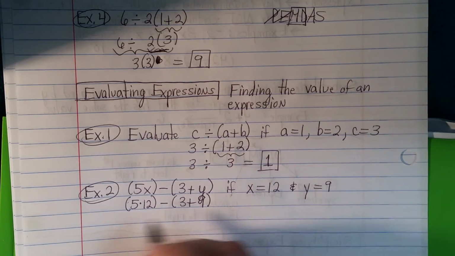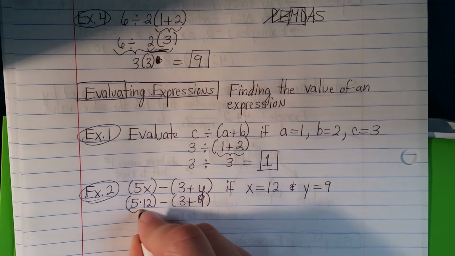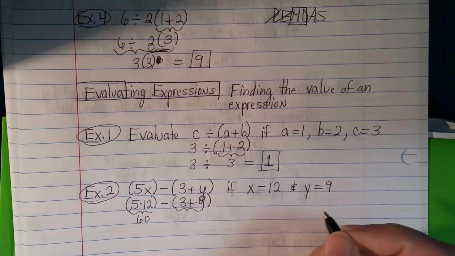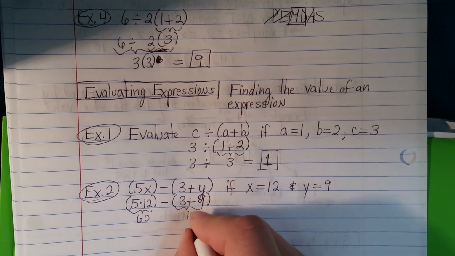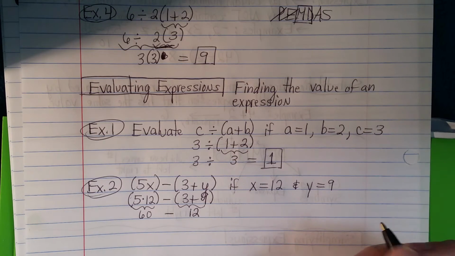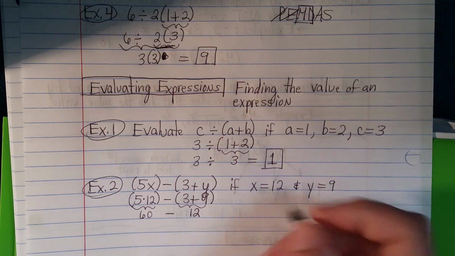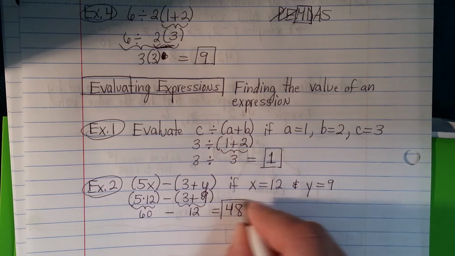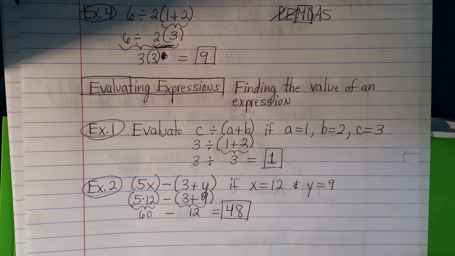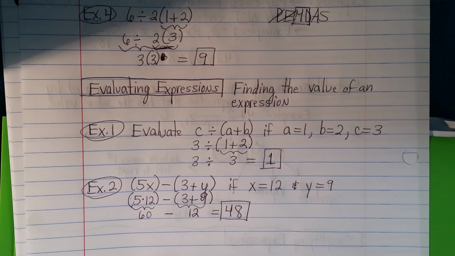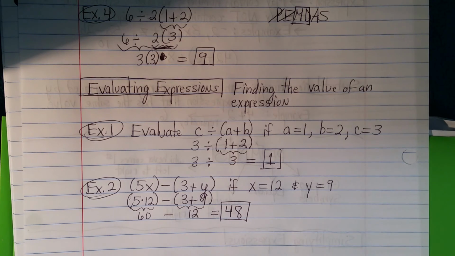And then we have to do the parentheses first. 5 times 12 is 60. I'm going to do this parenthesis at the same time. 12. And now we just have a subtraction problem. So 60 minus 12 gives us 48. And that's the answer. So evaluating just means plug in numbers into the variables and then simplify the expression. That's the end.